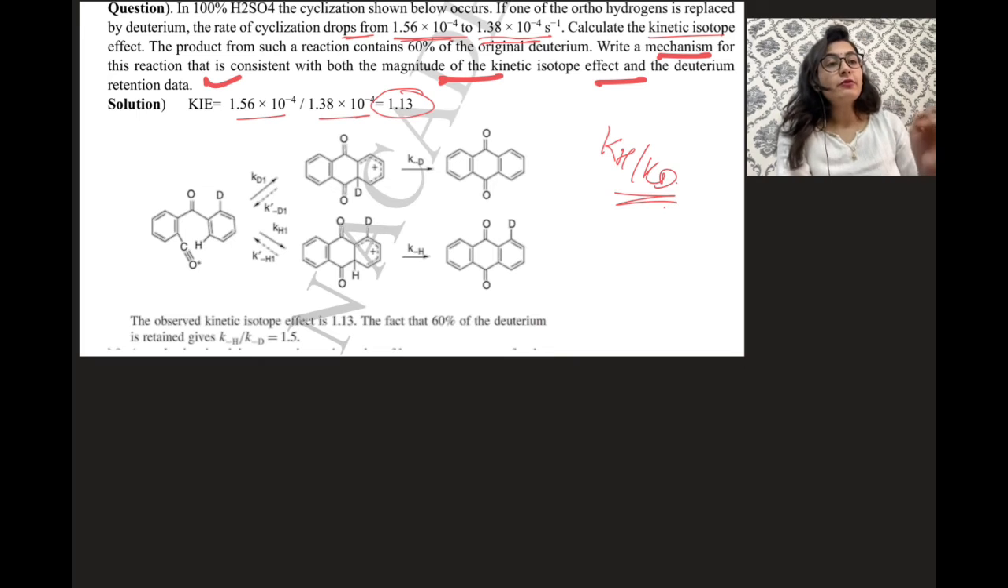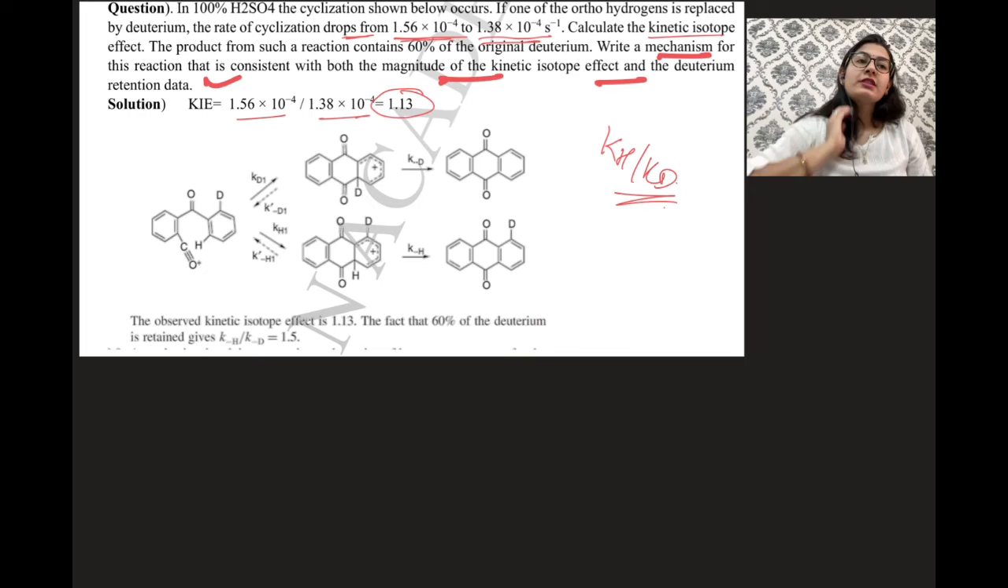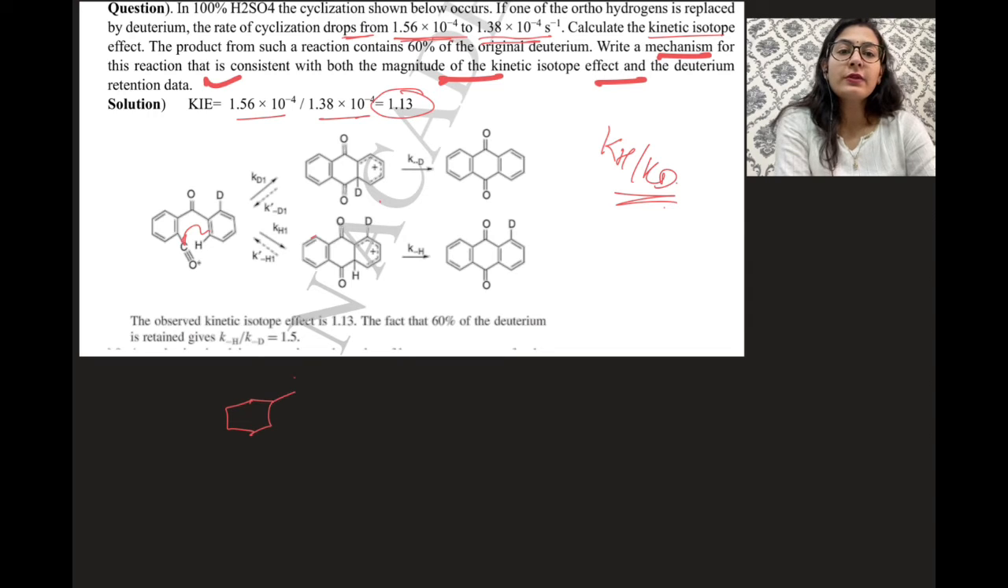And you also have to give a proper mechanism to this. How do you give the mechanism? So you have this molecule, this cyclization is taking place in this way. So what can happen? The acylium ion has formed and one of the pi bonds is going to attack over here. As a result, you're going to get a carbocation.